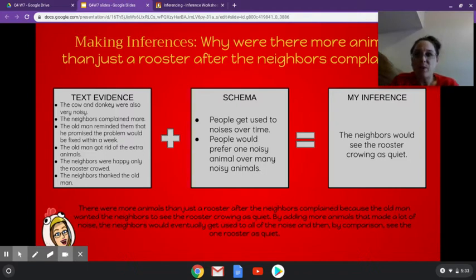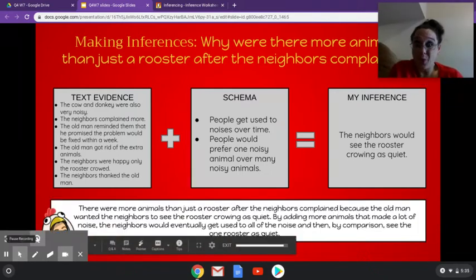By adding more animals that made a lot of noise, the neighbors would eventually get used to all of the noise and then, by comparison, see the one rooster as quiet. I could also take this in with our schema, going in with, well, when we're in the cafeteria for lunch, it's very, very loud. But then when we go back to the classroom, our voices are a lot lower and we are more in tune to what we're doing and focused. So the noise level is down because it's not everybody talking at once. And so it's more bearable to have that little bit of noise compared to the cafeteria noise.